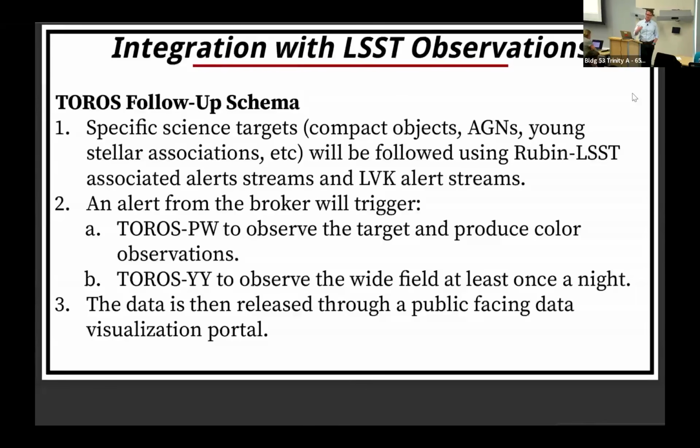Well, again, we have very specific science goals in UTRGV and Texas A&M and at the Argentinian institution. So we are selecting specific science targets and then having the alert brokers tell us when these types of objects could be flaring or going off in some way. And that then triggers both telescopes to observe them so that they can get color follow-up and wide field follow-up at the same time. But then the goal is once that information has been taken, we then release that data to the public.